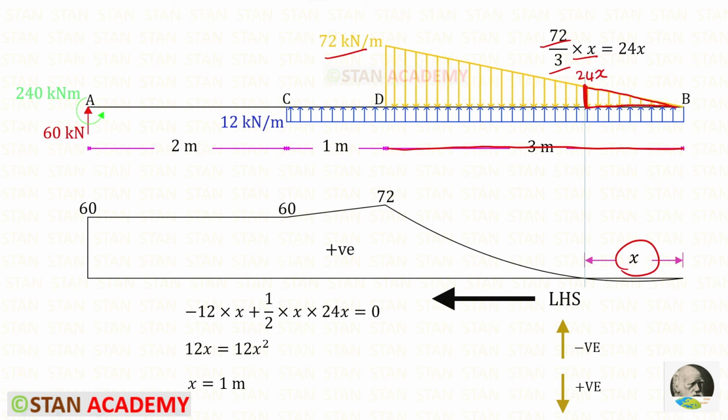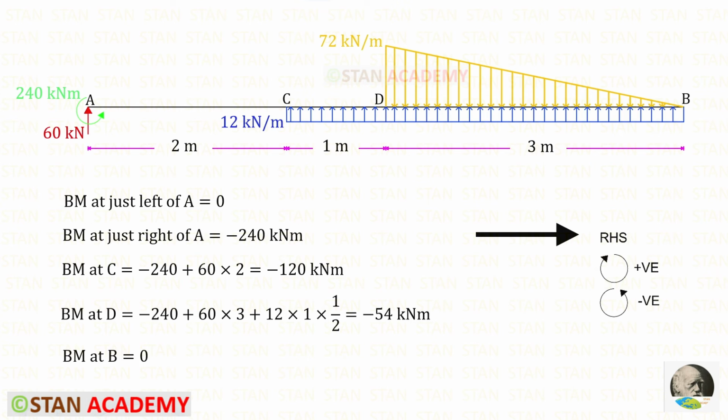Now we can find the area. We know the area formula, half into BH. Here the breadth is x and the height is 24x. In this way, for x, we will get 1 meter. Using the right hand side rule, we can find the moment values at A, C and D. Moment at just left of A will be 0 and at just right of A will be MA, which is acting in the anti-clockwise direction, so it will be negative.